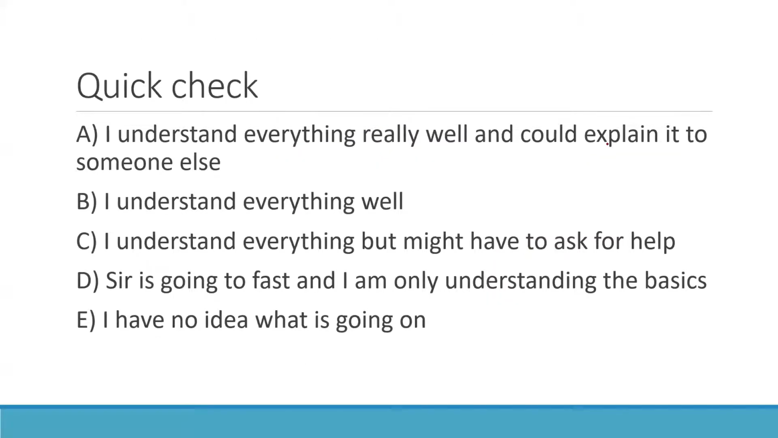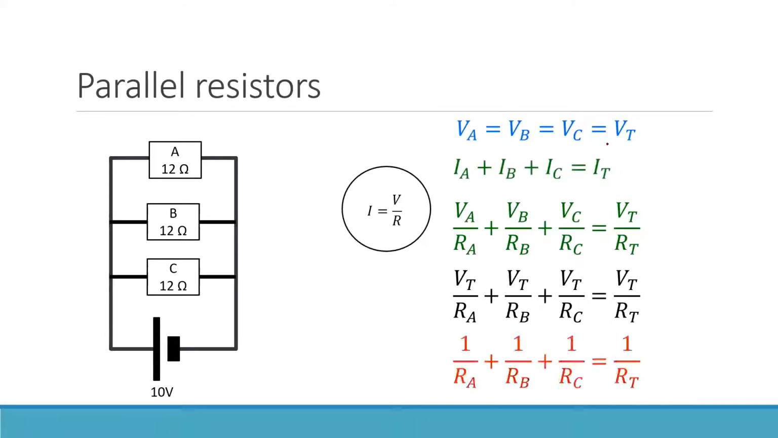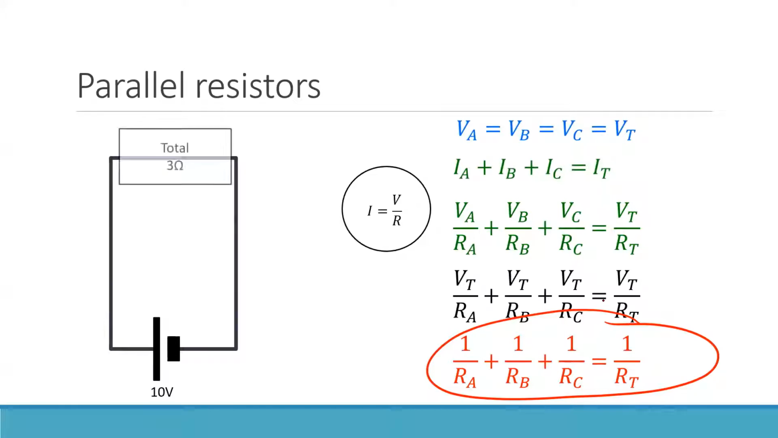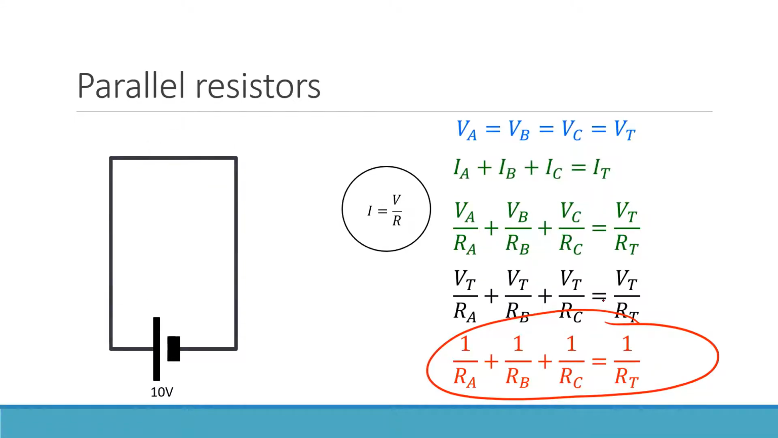We then spent some time talking about parallel resistors. Parallel is a bit different. The total resistance of a parallel circuit is linked to the sum of the reciprocals. And I said that if you have three 12-ohm resistors, it's the same as having one 3-ohm resistor. So I thought it was a bit different.